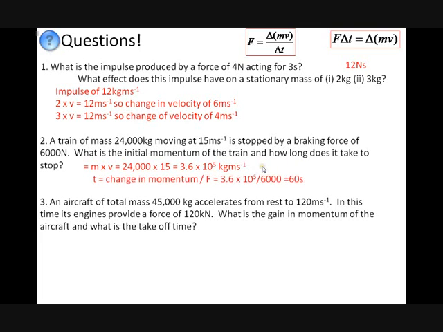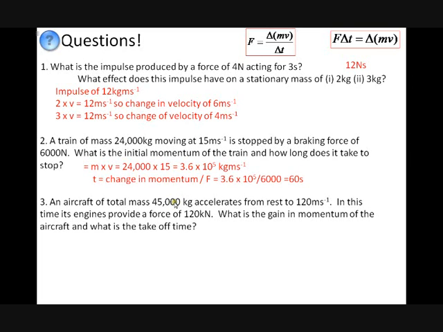Well, for that we'd have to rearrange this to say that delta t equals the change in momentum divided by the force. So I've rearranged that to give me the change in time, change in momentum divided by the force. And 3.6 times 10 to the 5 divided by the 6,000 newtons braking force gives me a total stopping time of 60 seconds. Last one, very similar question.